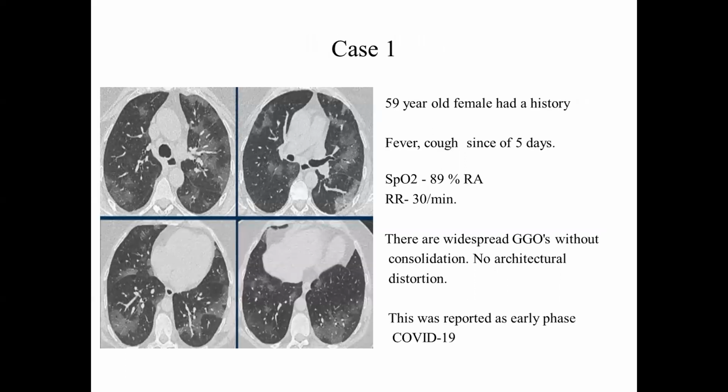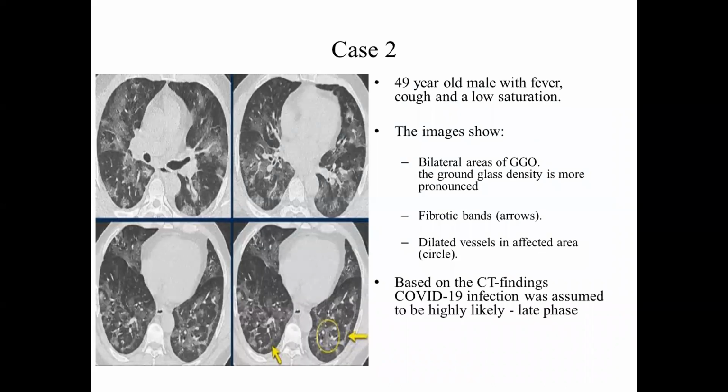Coming to the case scenarios. A 59-year-old female with history of fever and cough for 5 days, SpO2 89% on room air, and tachypnea, a respiratory rate of 30 per minute. The CT imaging showed widespread GGOs with bilateral and multilobar involvement. There is no consolidation or architectural distortion. So this was reported as early phase COVID-19 infection.